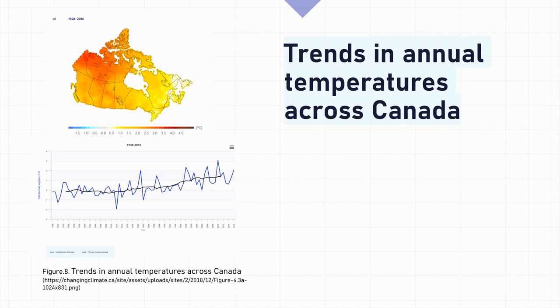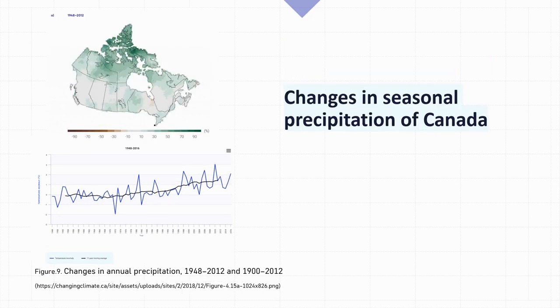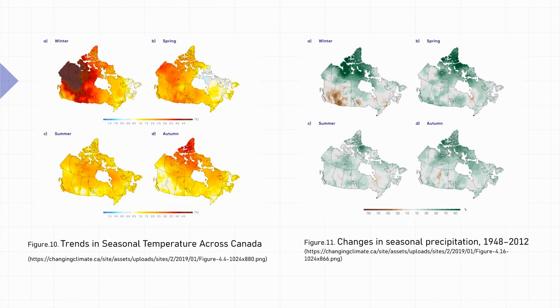The graphics show the trends in annual temperatures across Canada. As we can see, the temperature increased year by year. These graphics represent the change in seasonal precipitation of Canada. Again, we can observe the increasing precipitation year by year. Here are the trends in seasonal temperature across Canada, and season by season it changes. It's the same for change in seasonal precipitation. Season by season it changes.